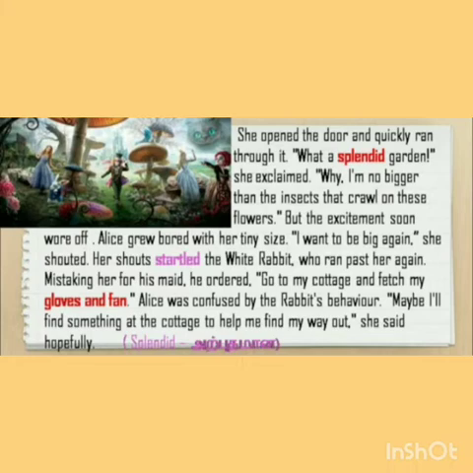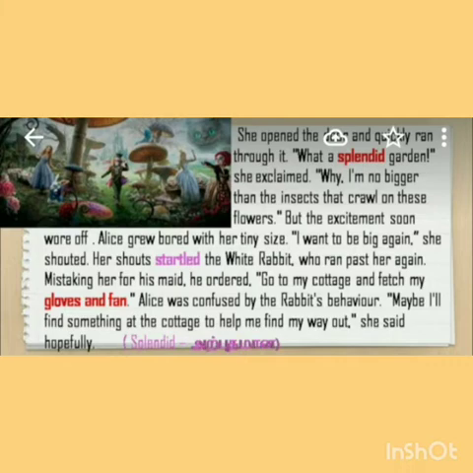What a splendid garden. What a beautiful garden, she exclaimed. Exclaimed means surprised. Why, I am no bigger than the insects that crawl on these flowers. So she is thinking how she became too small, like that of an insect. Crawl means to crawl. Even insects are bigger than I am.